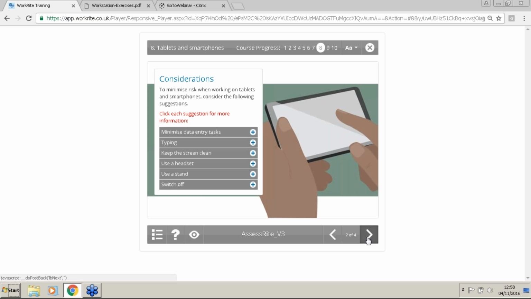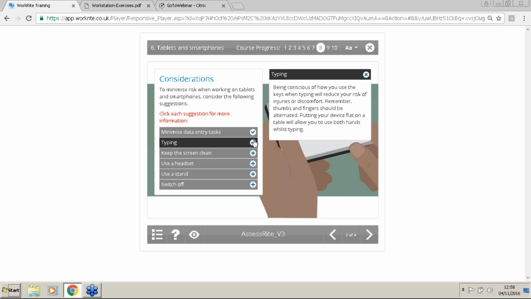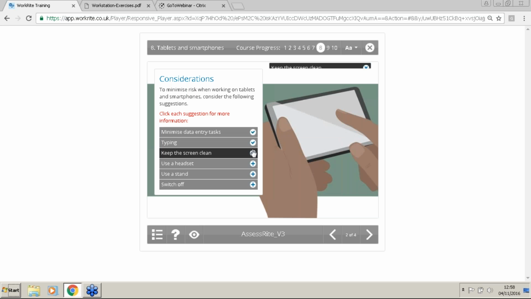To minimize risk when working on tablets and smartphones, consider the following suggestions. So minimize the data entry tasks, and that will reduce the amount of time you spend inputting information into a mobile device. You should find a more suitable workstation for these tasks. And being conscious of how you use the keys when typing will reduce your risk of injuries and discomfort. Remember, thumbs and fingers should be alternated. Putting your device flat on the table will allow you to use both hands whilst typing.